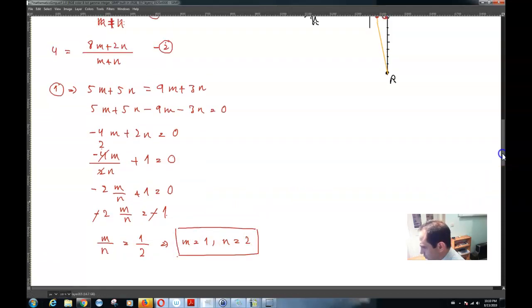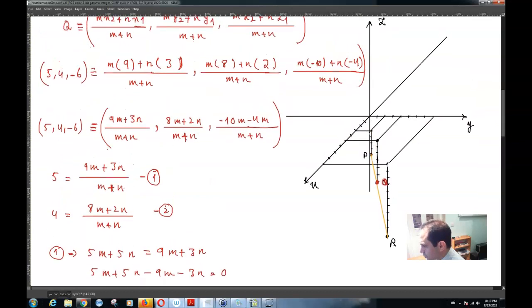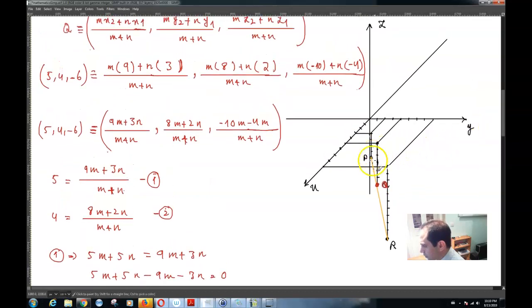So M by N is equal to 1 to 2. And it does make sense. Of course, you should not trust what you see over here, because sometimes it lies to you. But it does make sense, because you see that this distance QR is actually 2 times this distance PQ. So that is basically that. Question number 2, 1 to 2.